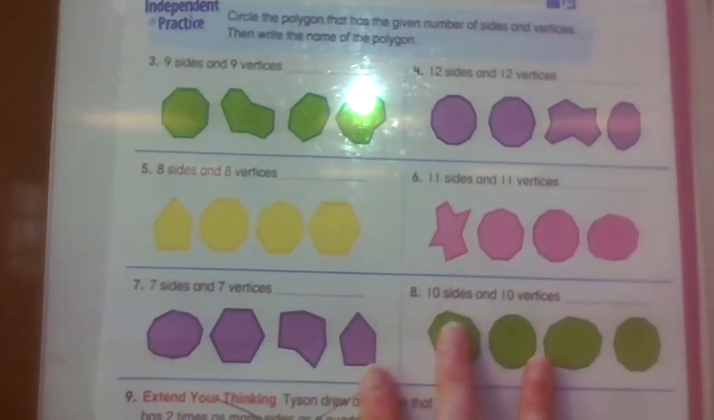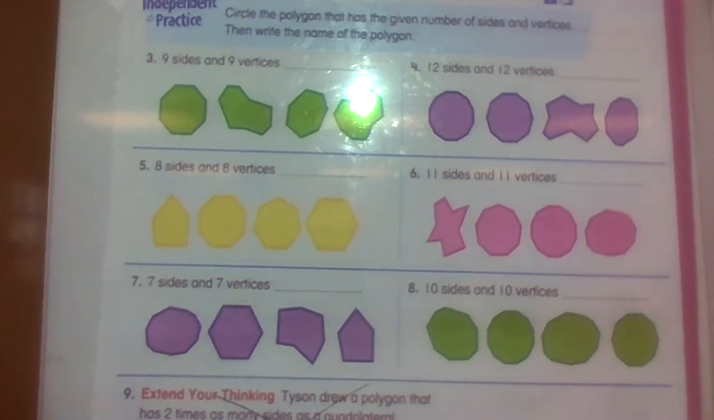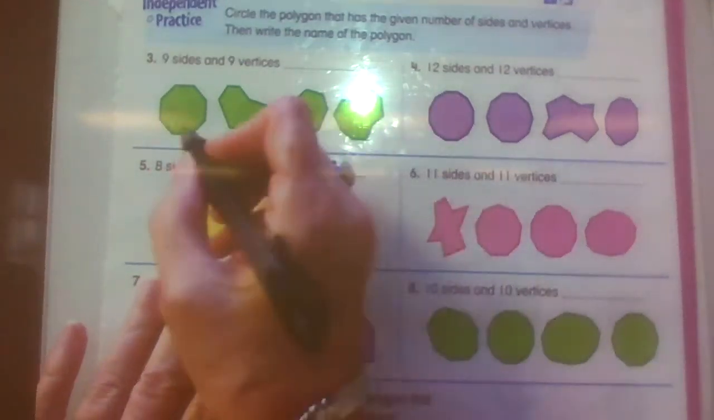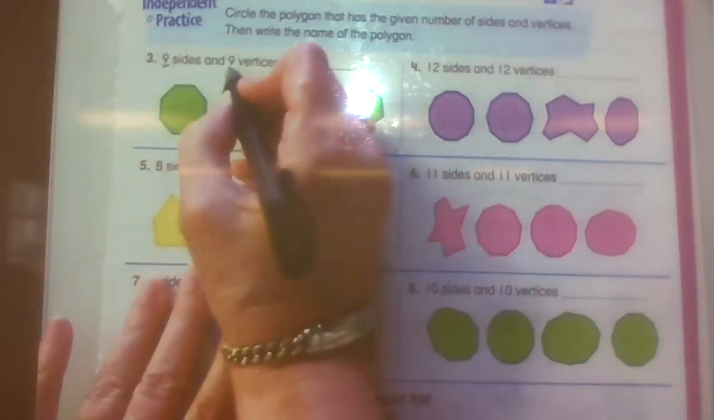All right, now in your workbook, let's go back to page 667. Pause it if you need to find it. Put an X on number 9, and then you're going to do the top. Now it tells you the directions. Circle the polygon that matches the number of sides and vertices and write the name. So the first thing you have to do is count all of the sides on these and find the one with 9 sides and vertices.